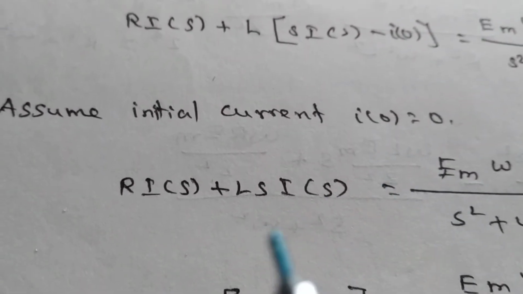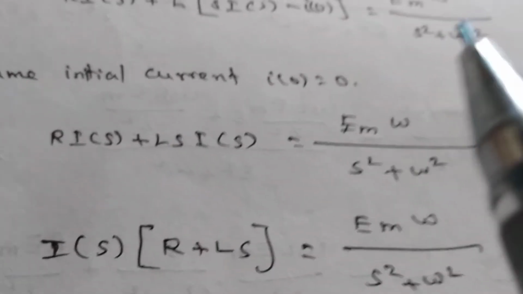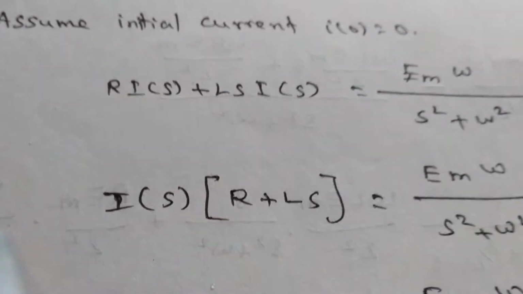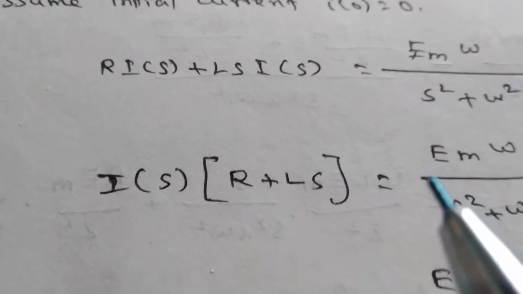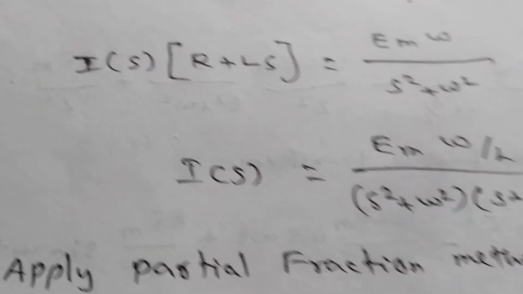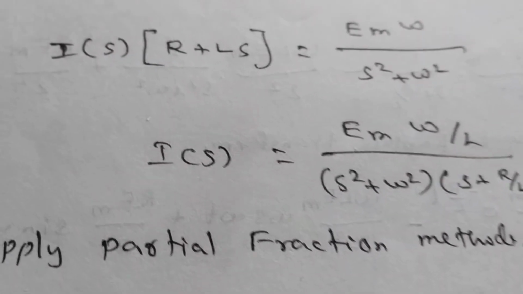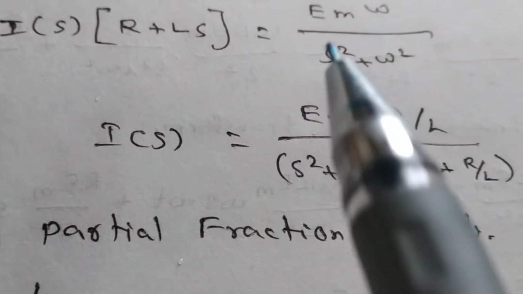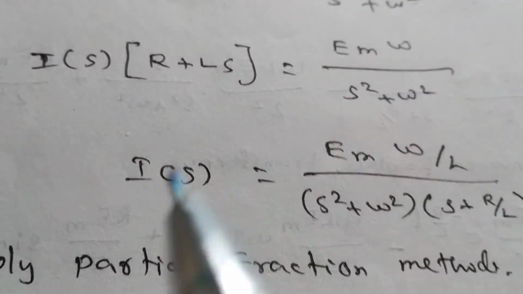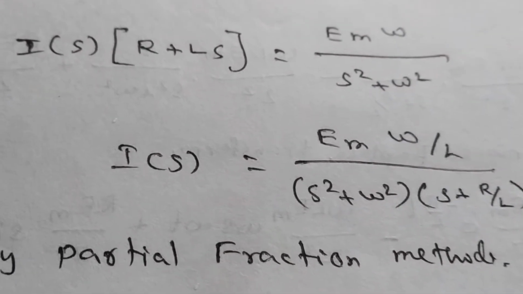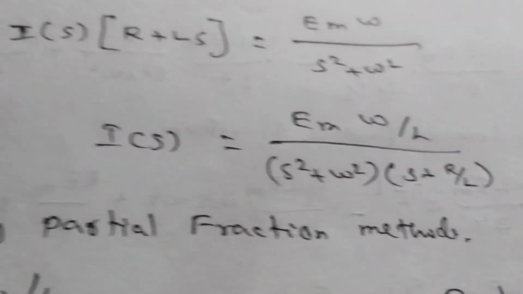So R I of s plus L s I of s equal to Em omega divided by s square plus omega square. Taking I of s outside, I of s into R plus Ls equals Em omega divided by s square plus omega square. I of s is on this side, and the remaining values are on the other side: Em omega divided by L, divided by R plus Ls. Taking L outside, this is s plus R by L, giving s square plus omega square into s plus R by L.